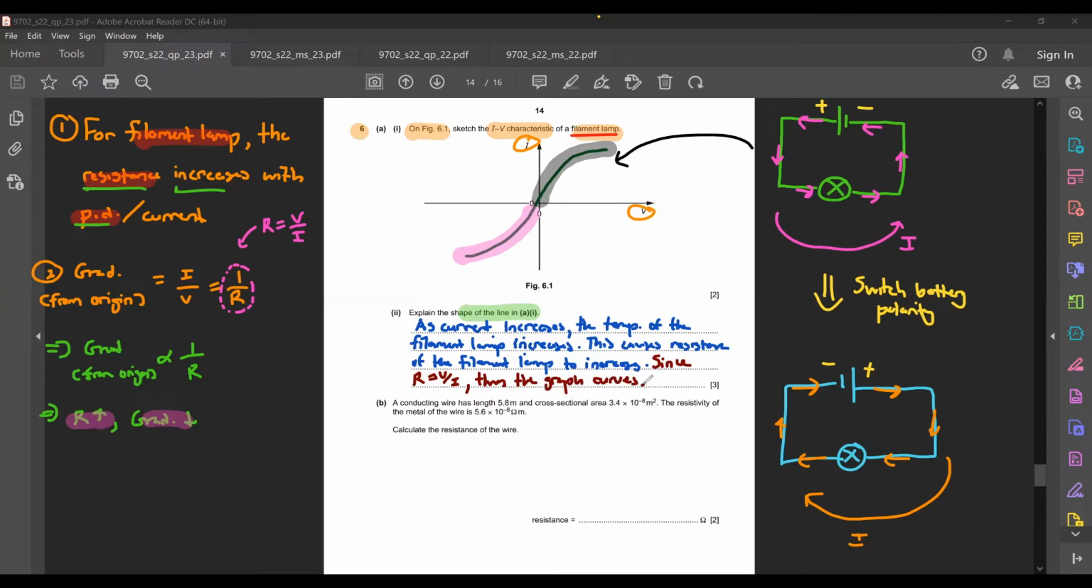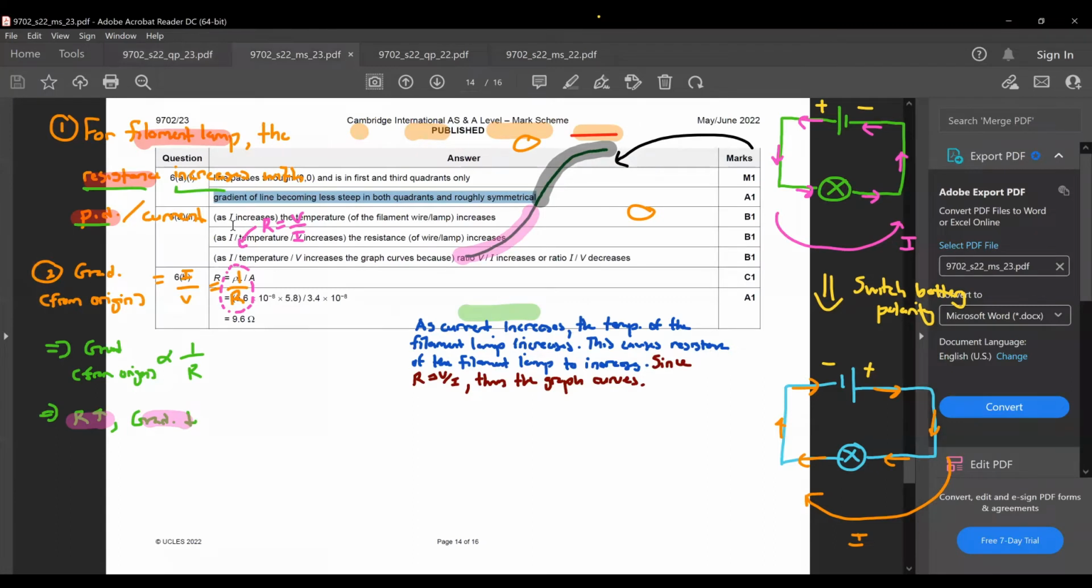So let's just see what the marking scheme wrote. Yeah, they say as current increases, the temperature of the filament lamp or filament wire increases. And then after that, as the current, temperature or voltage increases, the resistance of the wire or lamp increases. And then subsequently, the graph will curve because the ratio changes. Here they will specify the ratio of V and I increases, ratio of I over V decreases.